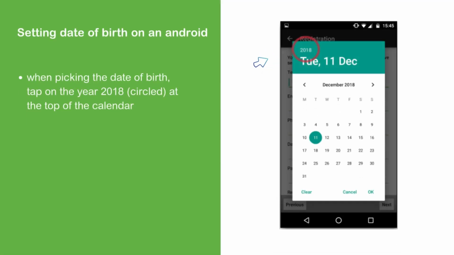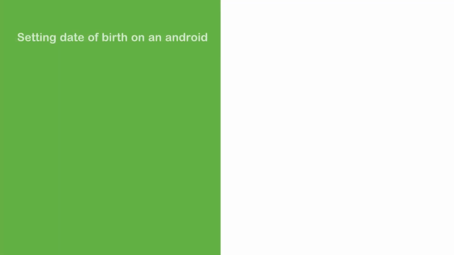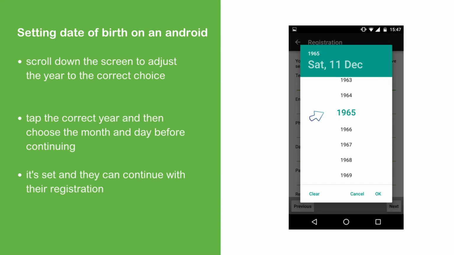Setting the date of birth for Android users has caused a few problems for our customers. Those using Apple devices do it differently and don't seem to have an issue. Customers need to tap on the year at the top left-hand side of their screen. Now they need to scroll down the screen to adjust the year to the year of birth. Once the year is correct, they can change the month and day. That's it, their date of birth is set and they can continue with their registration.